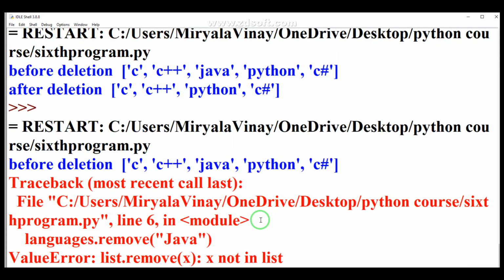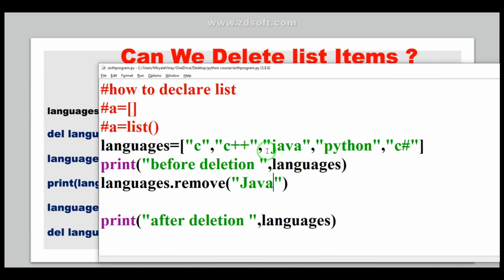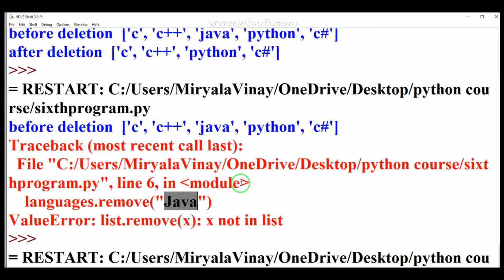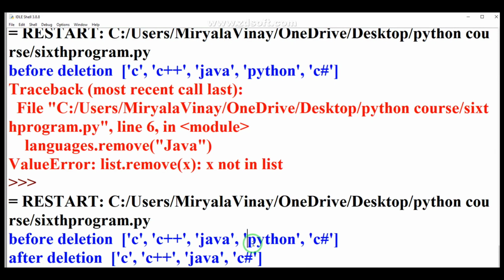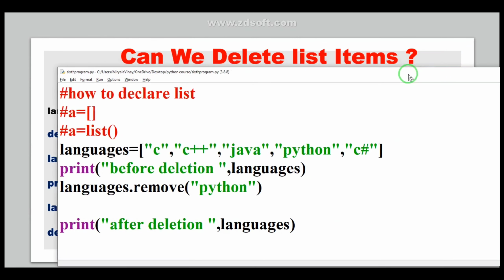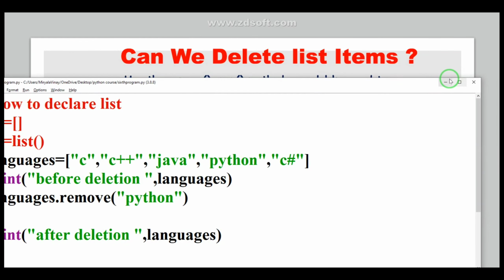So I am writing Java with a capital J, uppercase, and when I run this you can see an error has happened, because we don't have this Java value, we have the lowercase java value. That is why it is showing an error. So this is case sensitive, be careful about this. If I want to delete Python, I can simply pass Python, and when I run this you can see Python has been removed. So using remove you can also delete elements.